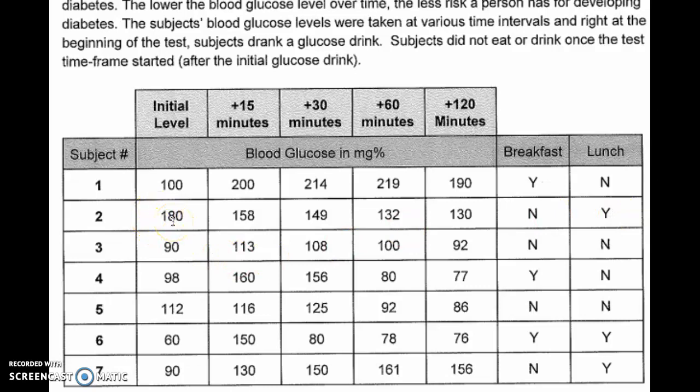So I'm looking for a pattern here. All of the Y's are yeses for people who ate lunch. It looks like it's not consistent that all of them have higher levels of glucose, which is interesting. Some of them have a high glucose level without even eating lunch, which is a little bit unusual. So that's something for me to look at. This also tells me if they had breakfast earlier in the day. So I'm trying to take into account, does diet have anything to do with this or not?